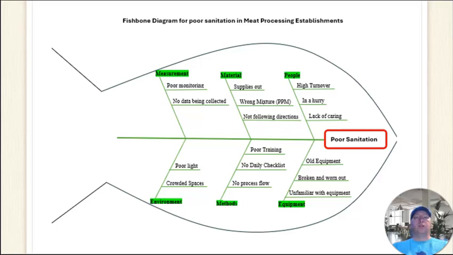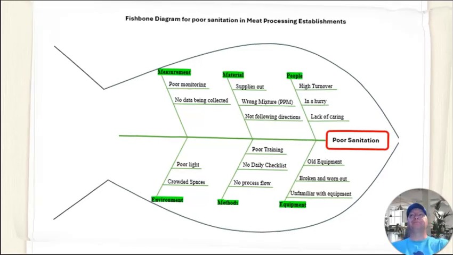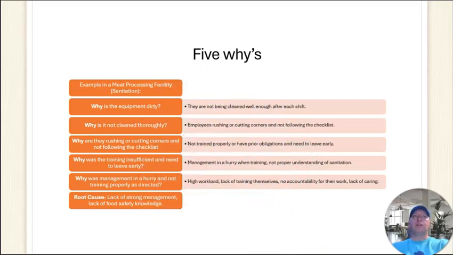I think it can be very useful. Once you get a category and think about the things listed underneath it, it really makes you think about probably some things you maybe never thought about. So next up, we have the 5 whys.